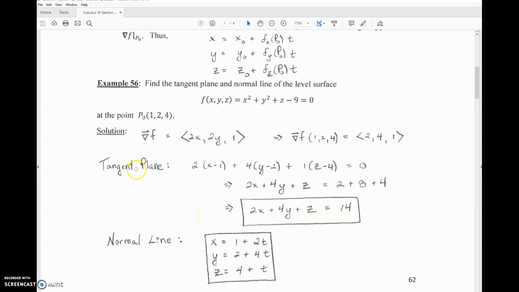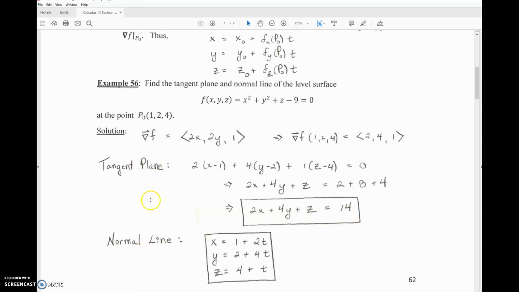So the tangent plane, that's my normal component, so 2, 4, and 1. So 2 times x minus x naught, which is x minus 1, plus 4 times y minus y naught, which is y minus 2, plus 1 times z minus z naught, which is z minus 4. Set that equal to 0, and if you want, we can put in the standard form for the equation of a plane, which is ax plus by plus cz equals some constant, and that gets simplified to 2x plus 4y plus z equals 14.